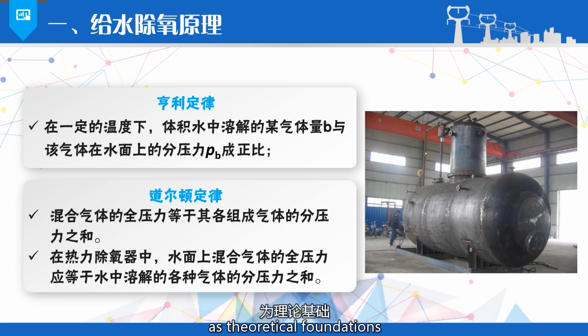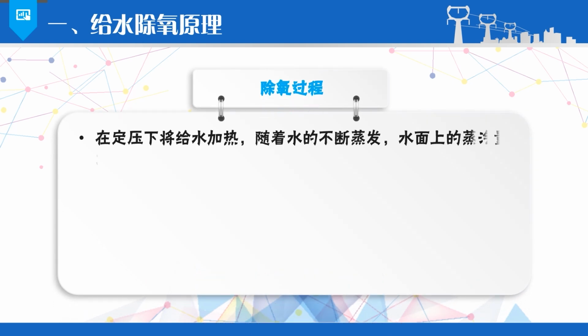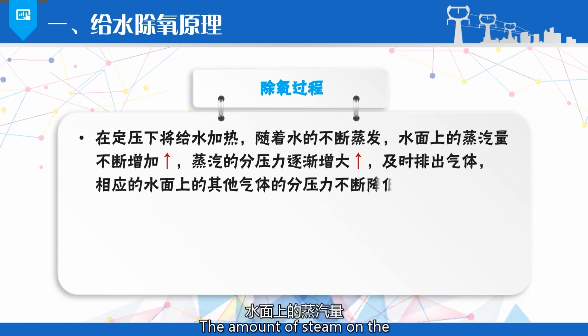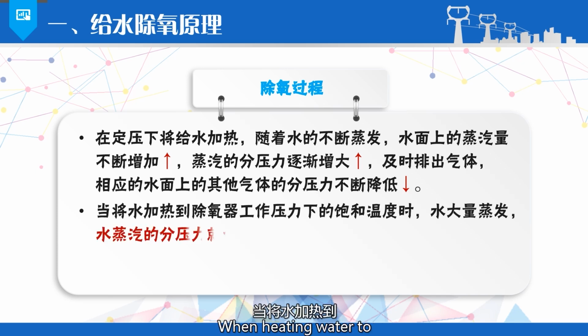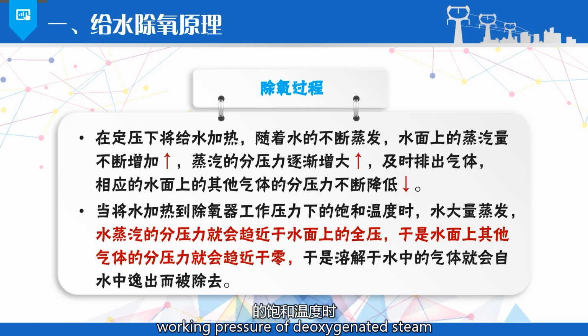law as theoretical foundations. It is a method of heating the water supply to remove gases dissolved in water, mainly heating the water supply under constant pressure. With the continuous evaporation of water, the amount of steam on the water surface continues to increase. The partial pressure of steam gradually increases, and the gas is discharged in time. Correspondingly, the partial pressure of other gases on the water surface will continue to decrease when heating water to saturation temperature under the working pressure of the deaerator.